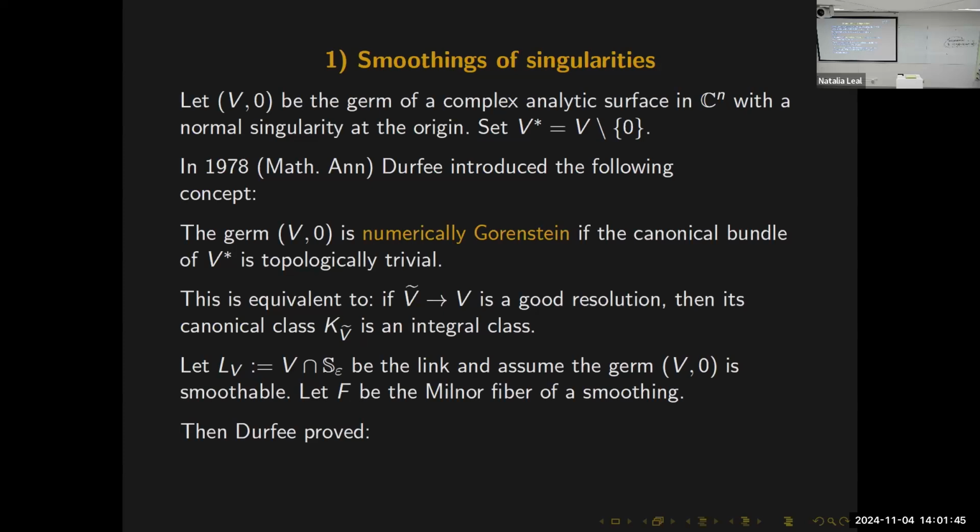For example, if you take any line bundle over the Riemann sphere, of degree less than -2, and you blow it down, you get one such surface. That's equivalent to saying that if you take a resolution, say a good resolution, then the canonical class of this resolution, which can be defined topologically, say by the adjunction formula, is numerically Gorenstein if and only if this is an integral class.